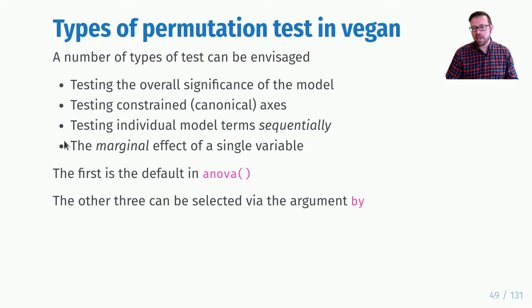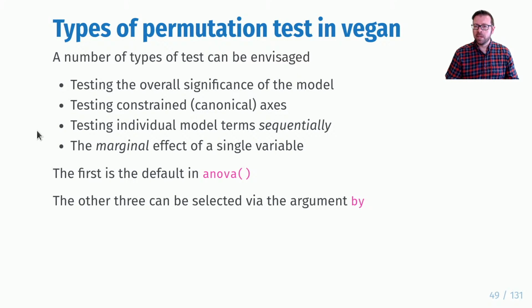Or we can do the marginal effect. And so the marginal effect is where you test the extra information that comes from adding one variable to the model, given that all the other terms were in the model when you did it, and you repeat that for each variable in turn. Okay. And so the most useful one of these really is that. Actually, this sequential one is less useful unless you have really orthogonal terms, because the order that you put them in the model formula can actually determine what the p-values are here.